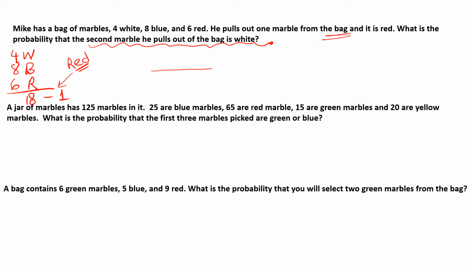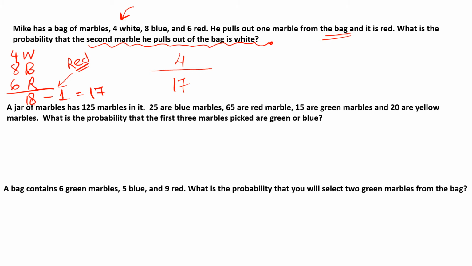First of all, how many total outcomes are there? Either the total outcomes will be 18 or 17. Of course, the total outcomes will be 17. Why? Because one marble has already been pulled out. Now, what is the probability that the marble chosen is white? So that will be 4 over 17.